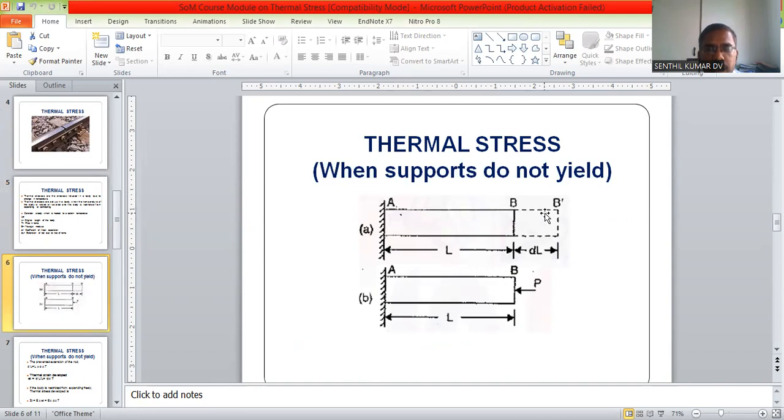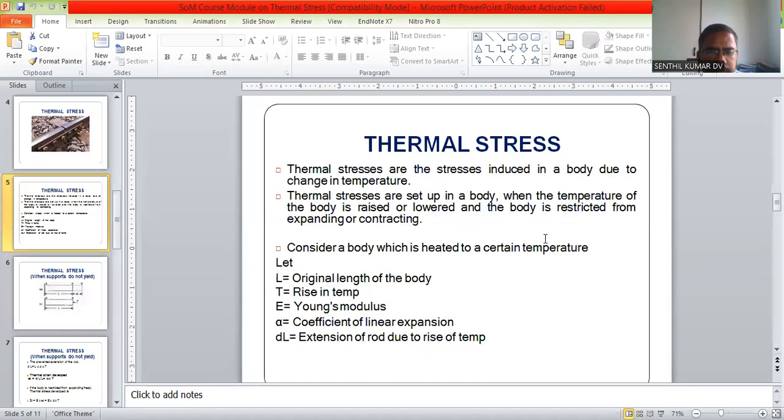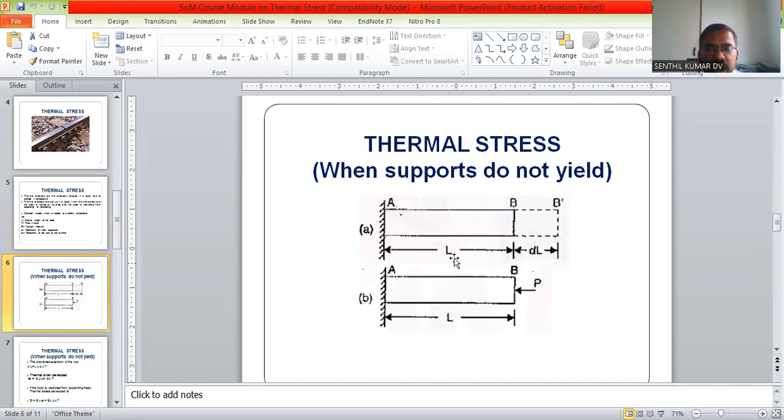Let us consider a body AB, which is fixed at one end. If there is no support at the other end, and if the body is heated to a temperature T, the body will expand by a small length dl. Here L is the original length of the body, T is the rising temperature, E is the Young's modulus, alpha is the coefficient of linear expansion of the body, which is a material property, and dl is the expansion of the body due to rising temperature. So if the body is allowed to expand freely, there will not be any stress or strain developed.